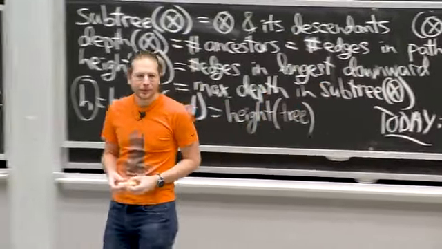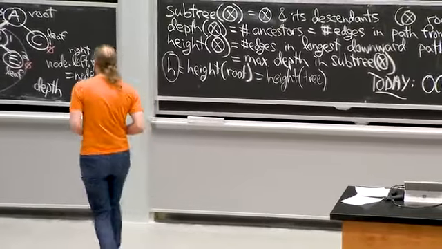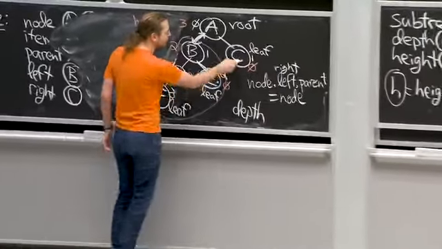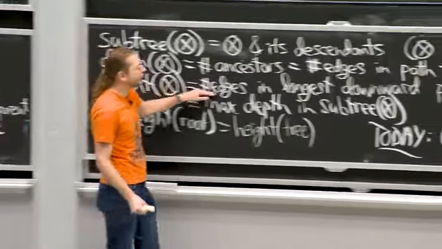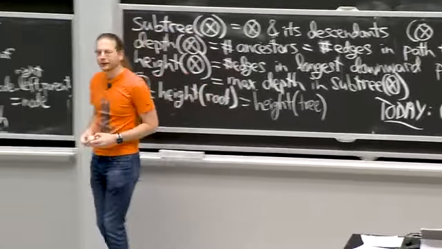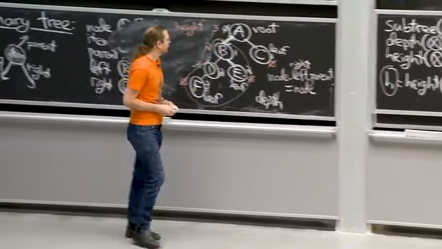Question? That's my question. Is the height of node C 0? What is the height of node C? Height of node C is 0, because the length of the longest path, the number of edges in the longest downward path is 0. Yeah, we're counting edges, not vertices.